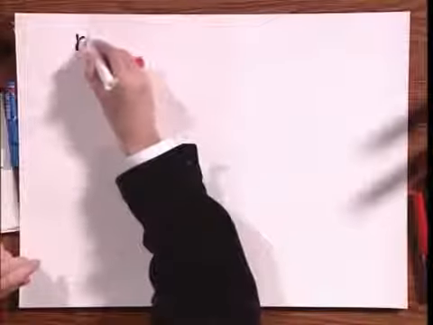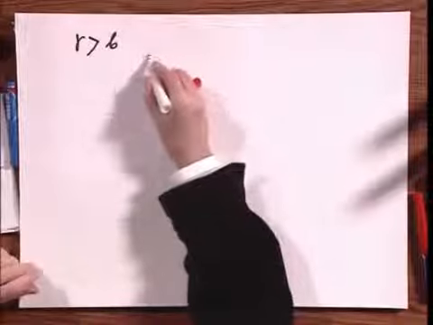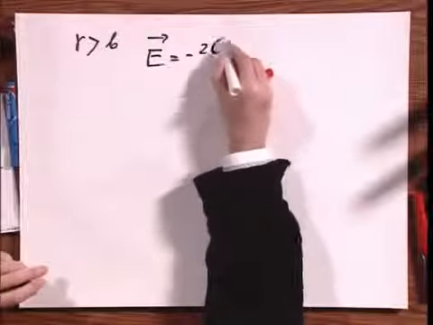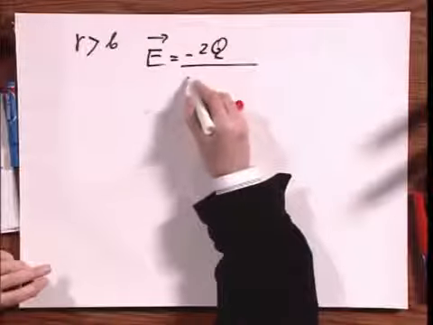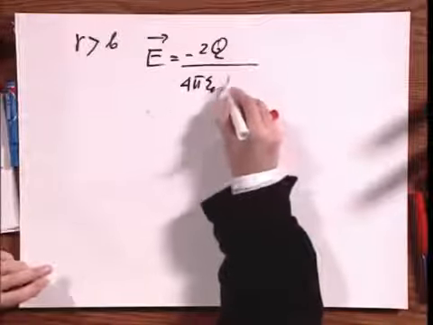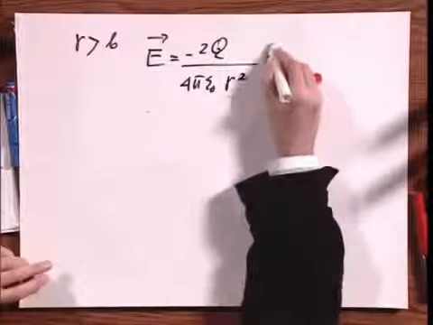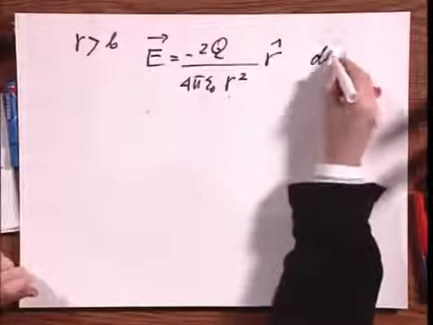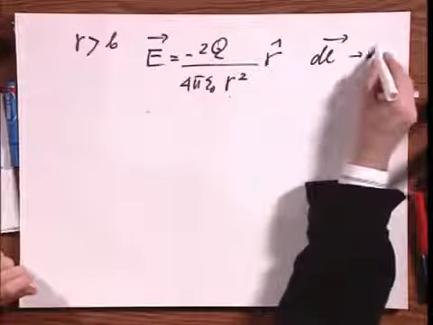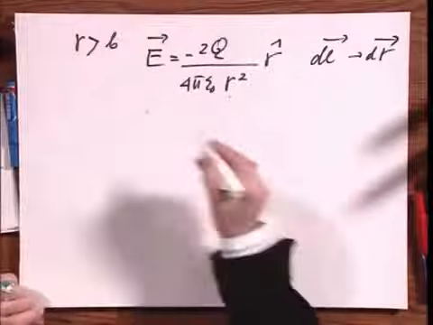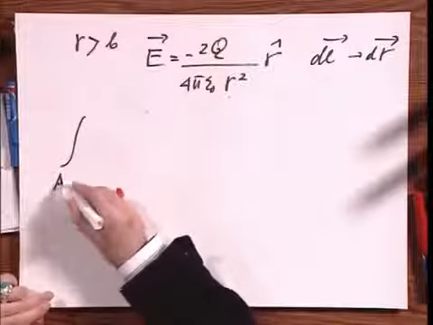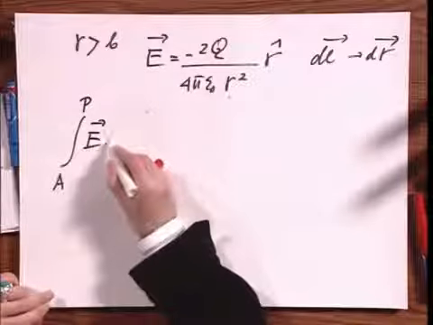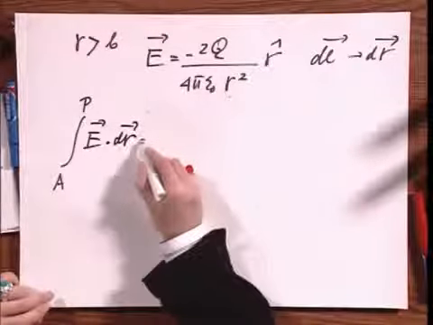So now we are larger than B. The electric field, I go now through a complete vector notation, equals minus 2q divided by 4 pi epsilon 0 r squared r hat. Would you agree? It's pointing inwards. And of course I will write down for dl, I will write down dr.